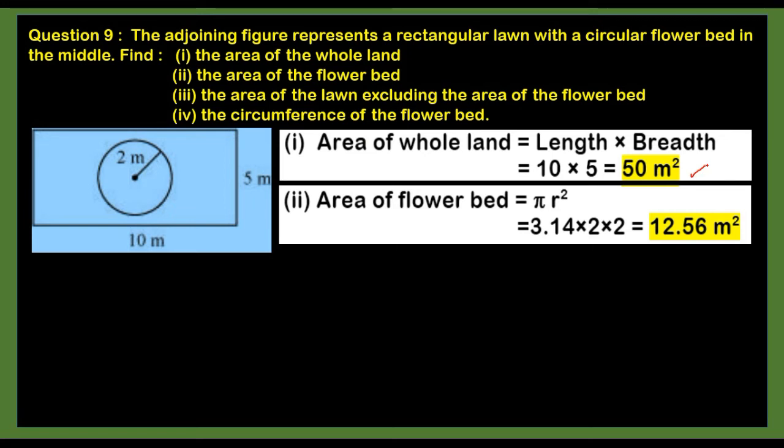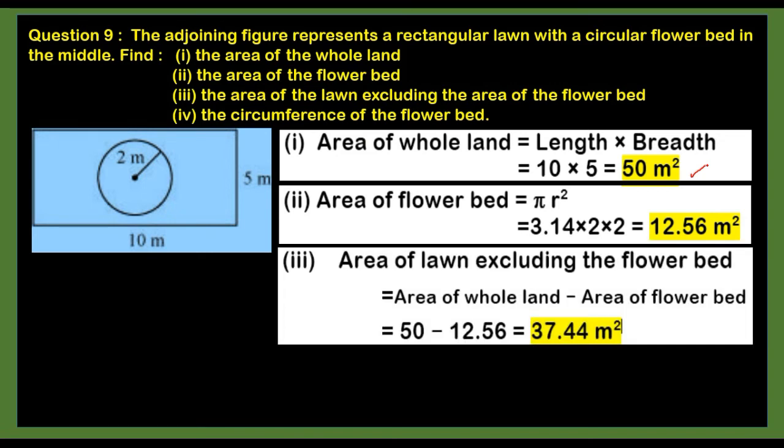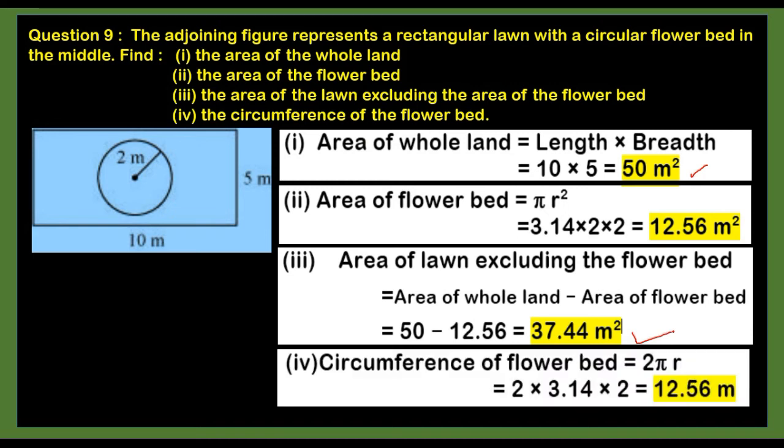Third part of the question, the area of the lawn excluding the area of the flower bed. Subtract the area of the whole land minus flower bed. So I get 37.44 meter square. And the fourth part, the circumference of the flower bed. Circumference we can get by the formula 2 pi r, and putting the value, you can get 12.56 meter.